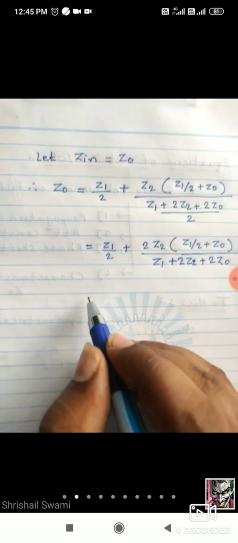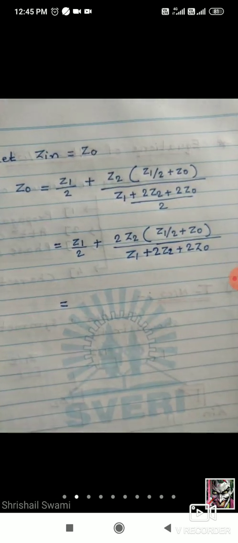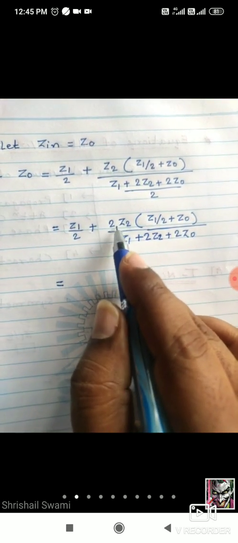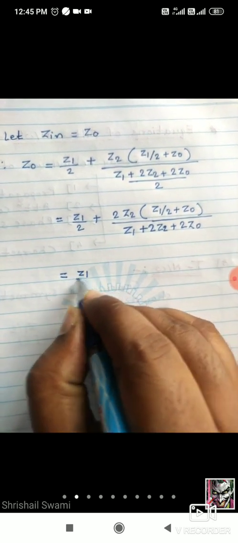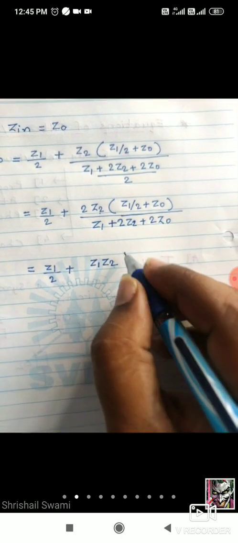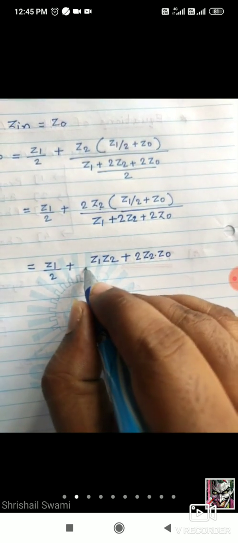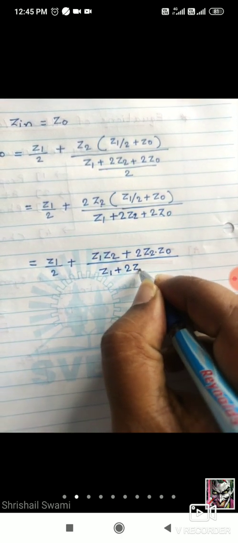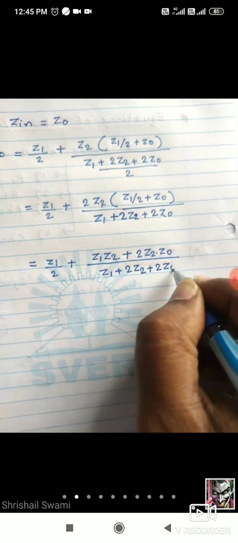Now next, you can rearrange the equation in a proper mode. So this 2Z2 you can multiply with this. So this Z1 by 2 remains as it is. So 2Z2 into Z1 by 2, the 2 will get cancelled. What is remaining? Z1 into Z2 plus this 2 into Z2 into Z0. So solve this bracket, divided by Z1 plus 2Z2 plus 2Z0 as it is.